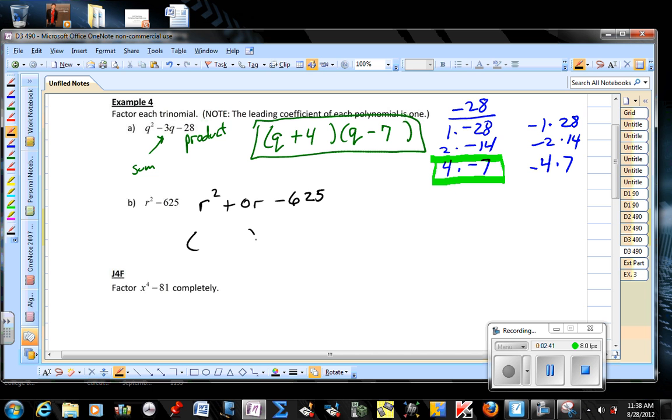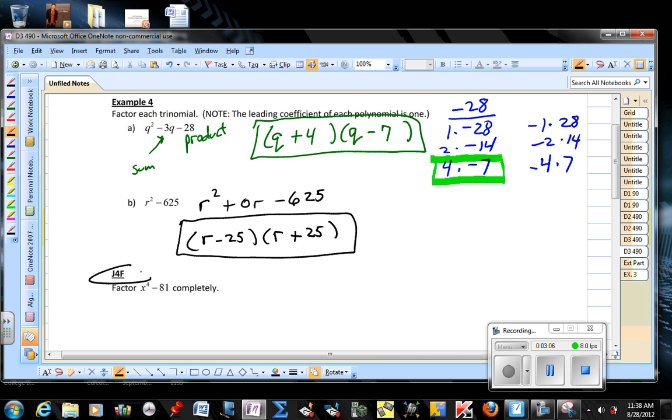So what multiplies to make r squared is r times r. What numbers multiply to negative 625 but add to 0? Well, that's negative 25 and positive 25. Here we go. We can always check our factoring by multiplying these binomials, seeing if we get r squared minus 625.